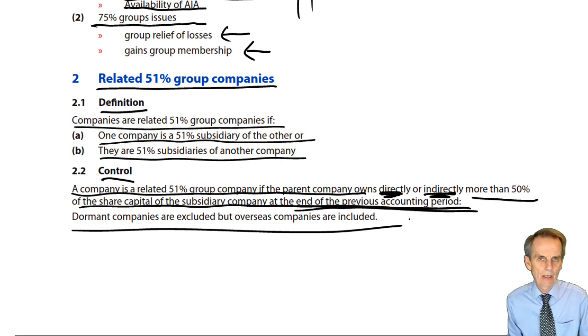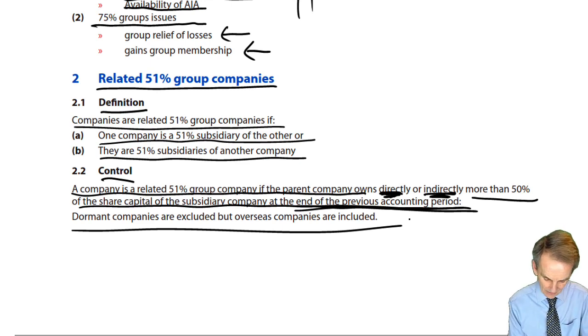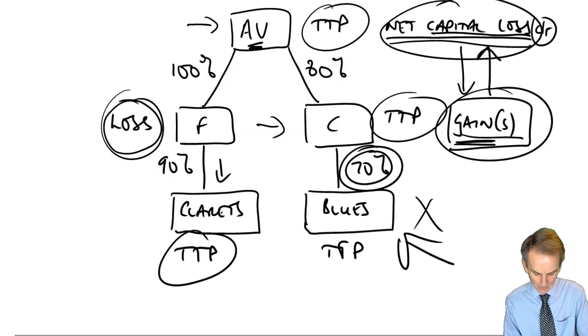Again, you may get an objective testing question with a group structure shown, something like, well, without all the extra detail here, of ours there with AV, companies F and C, clarets and blues there.